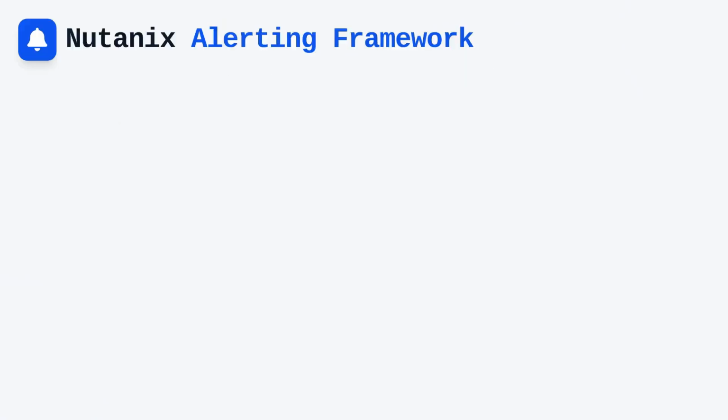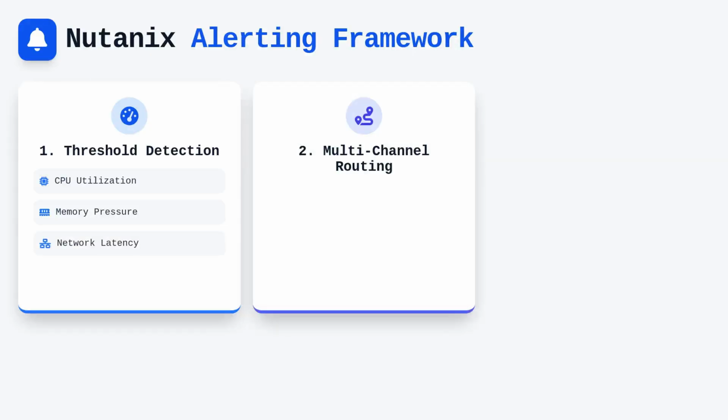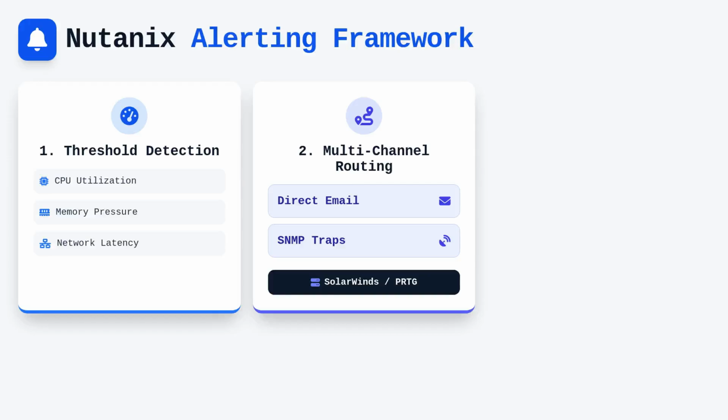Beyond simple dashboard observations, you must implement a robust alerting framework to handle conditions that require immediate attention. Nutanix allows you to configure specific alerts that trigger when system thresholds are crossed, such as high CPU utilization, memory pressure, or network latency spikes. You can route these alerts through multiple channels, including direct email notifications to your operations team or SNMP traps directed toward a centralized network monitoring platform like SolarWinds or PRTG.